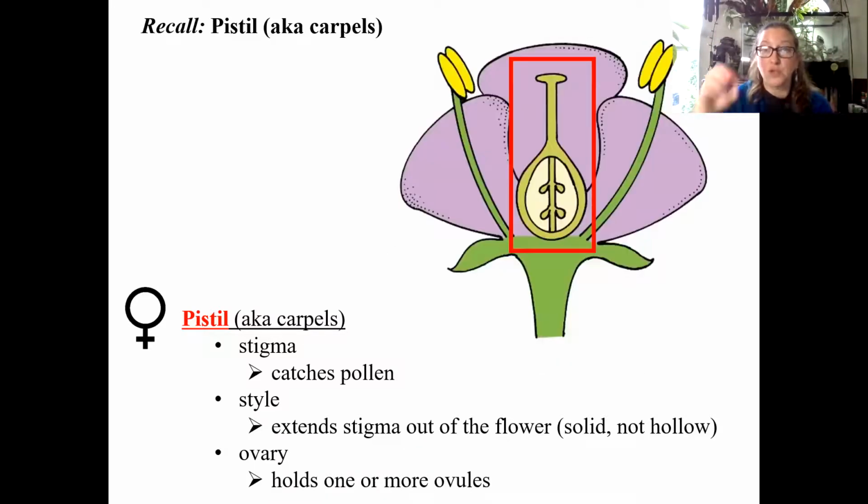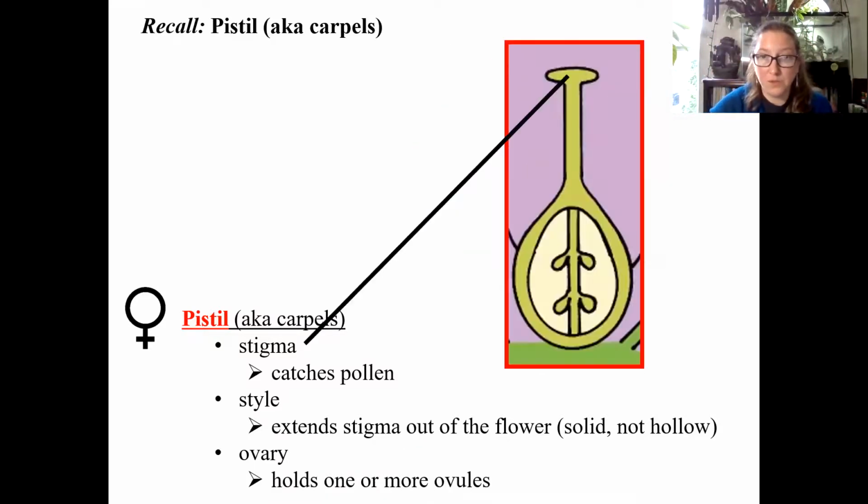Next, if you were to zoom in on that pistil, these are the different parts. So at the top of the pistil, you have a stigma, which catches pollen, right? Sticky stigma.